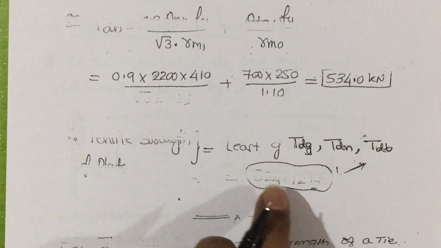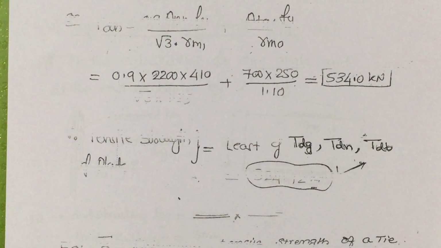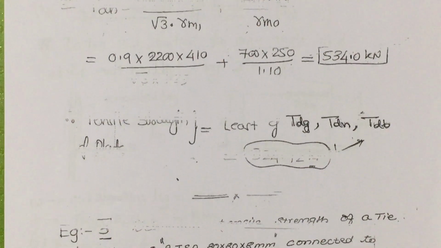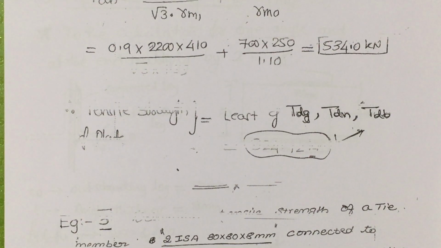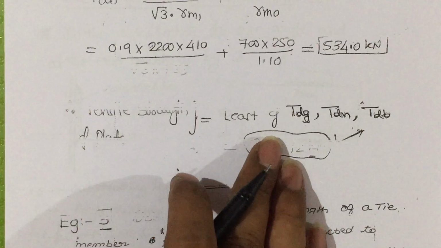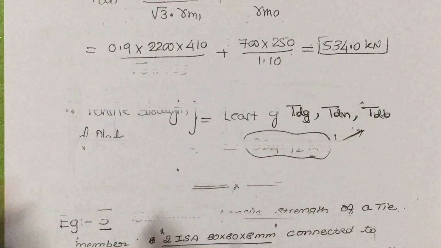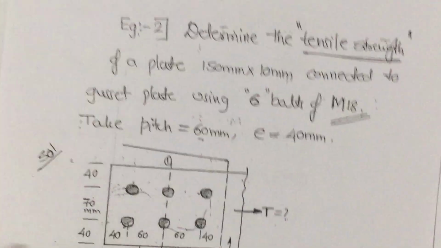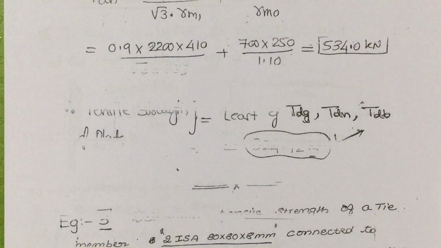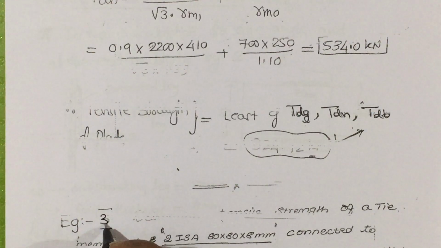I think it is not visible properly here, but in your notes it is visible properly. So, that is all. Here there is no need to check the slenderness ratio because it is not mentioned in the given problem. Okay, let us look into another numerical.